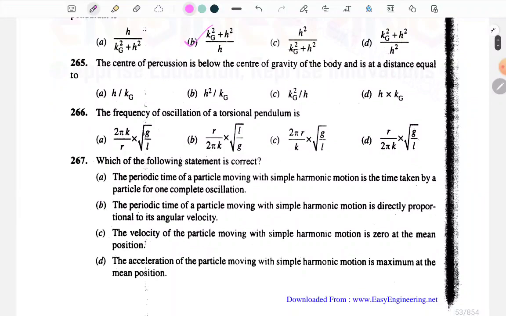The center of percussion is below the center of gravity of a body and it is at a distance equal to kg square by h. So here only this one you remove, then you will get this one. Frequency is 1 by 2 pi into under root of g by delta. So now 1 by 2 pi, where is 1 by 2 pi? Here 1 by 2 pi is there, here 1 by 2 pi is there. The g should be in the numerator. So 266 is D.